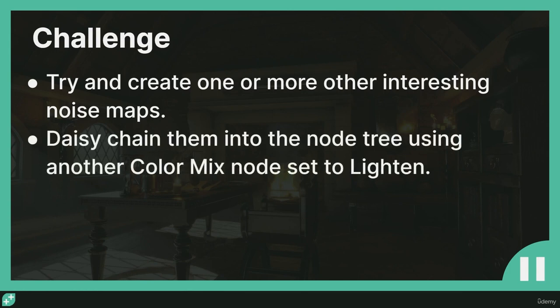Once you've completed a nice noise texture, daisy chain it into the node tree using another color mix node set to lighten. So pause the video, have a go at that, and join me in the next video where I'll create one more noise texture, and then we'll take this entire node tree and turn it into a single node group to generate our roughness maps.